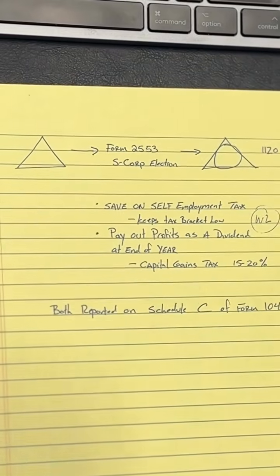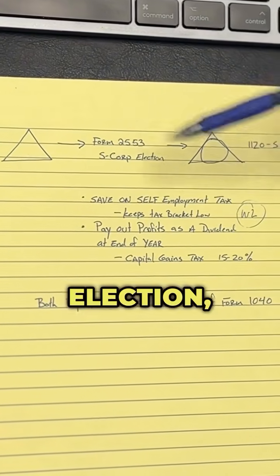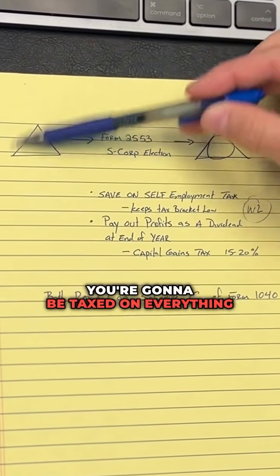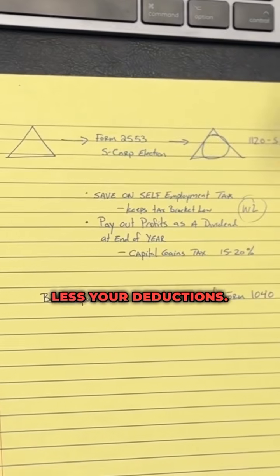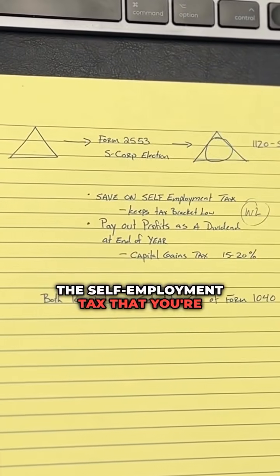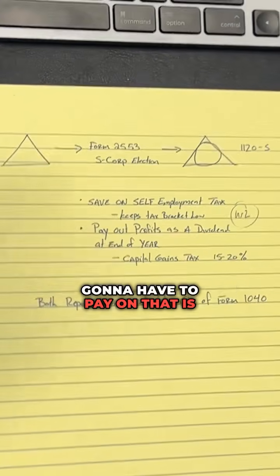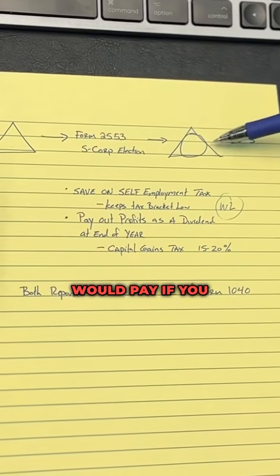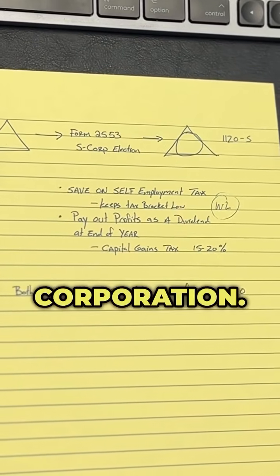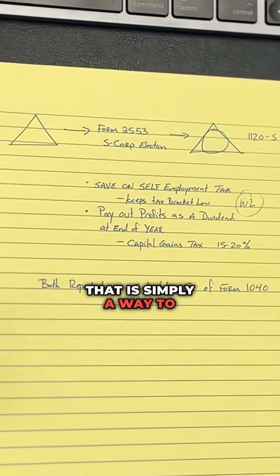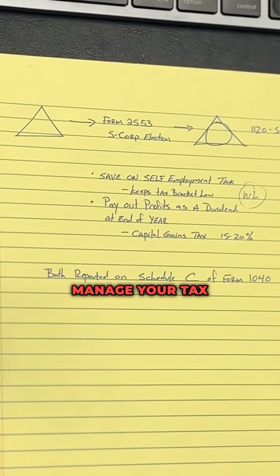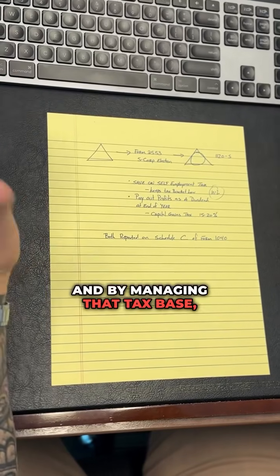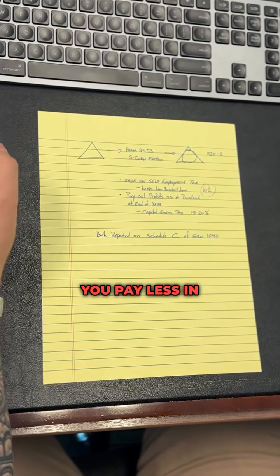If you are not making an S Corp election, you're going to be taxed on everything that comes through here, less your deductions. And I promise you the self-employment tax that you're going to have to pay on that is going to be substantially larger than the self-employment tax that you would pay if you elect to be an S corporation. That is simply a way to manage your tax base. And by managing that tax base, you pay less in taxes.